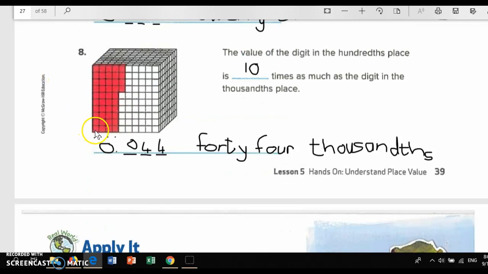Let's count. 10, 20, 30, 40, 41, 42, 43, 44. We're working with thousandths, so we have 3 digits after. We write a 4 and a 4 and a 0. 44 thousandths. That is the end of our lesson. Make sure you wrote all the answers in your lessons.